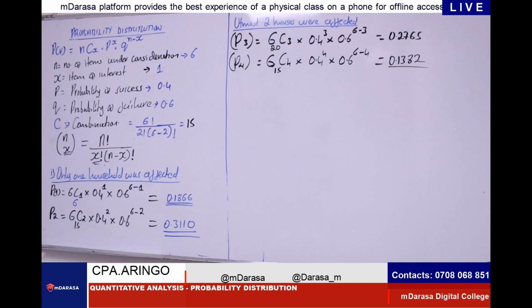So once we have that, we take 0.2765 less 0.1382. At the end of the day, the combination is giving us 0.1383.